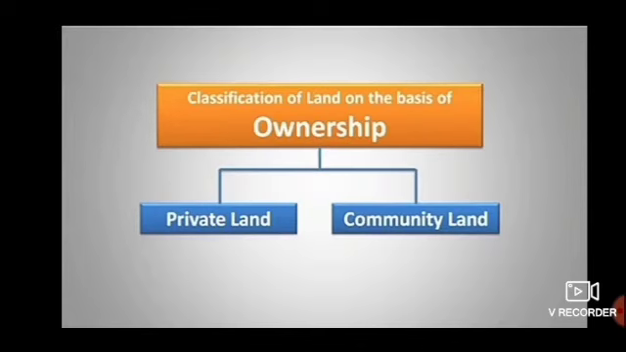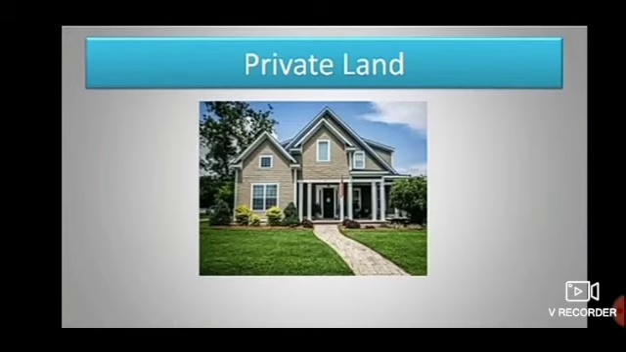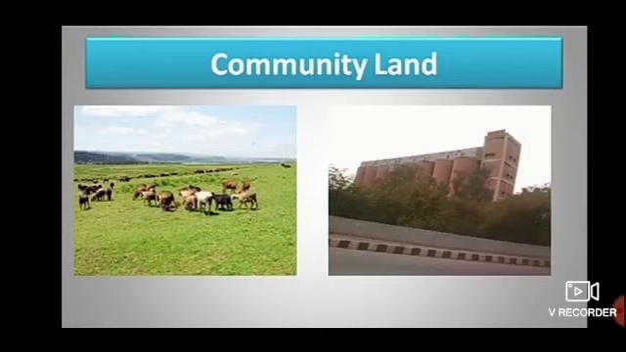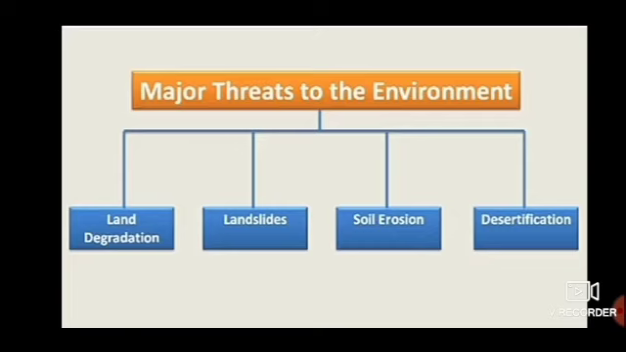Now let us classify land on the basis of ownership. There are two: private land and community land. Private land is land which is owned by you. For example, your house is owned by your family members, whereas community land is owned by a particular group of people of the same community. It is used for various purposes, for example, feeding of animals, building of a community hall, and various religious and other purposes.